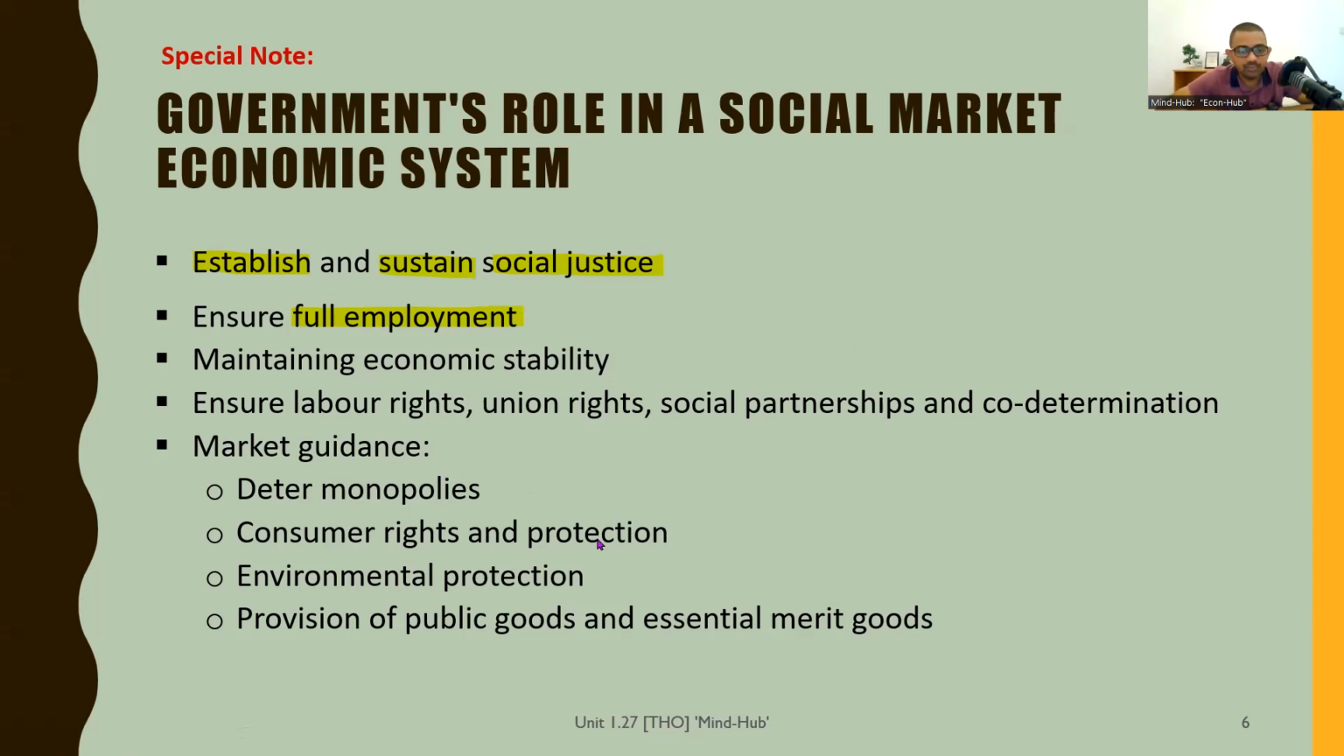Then number 3, maintaining economic stability. Now we can see this very clearly playing out in our country. Now Sri Lanka has a problem with macroeconomic stability. The biggest challenge we have at the moment is very high rates of inflation. And because of this inflation being at a higher level, we have to keep interest rates high. So our economy is not growing. Now that is the reason we have low growth. That is also macroeconomic instability. Low economic growth is also macroeconomic instability.